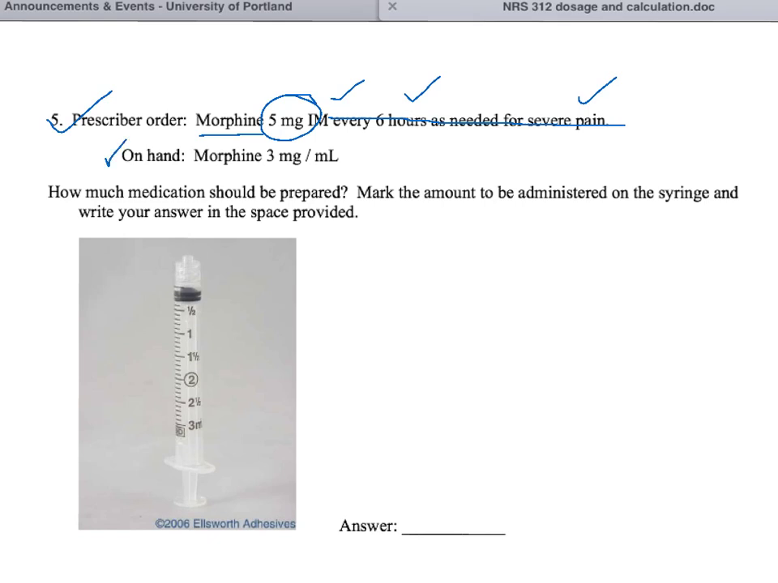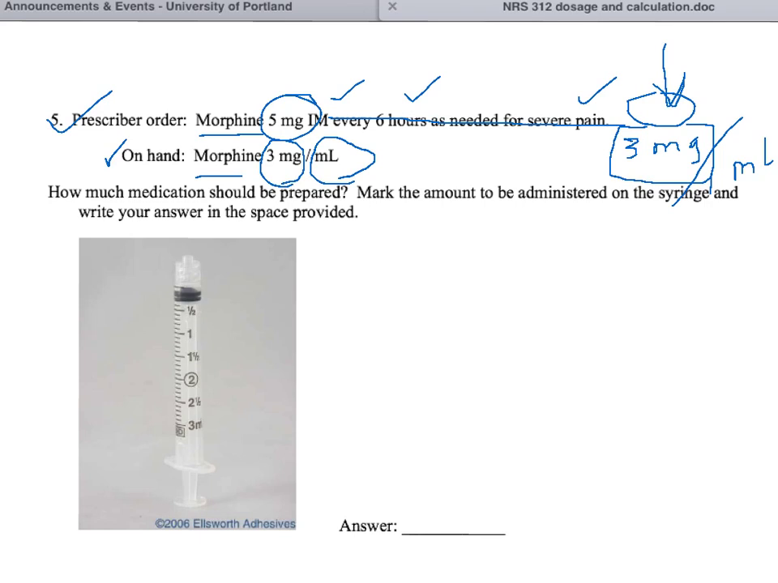What you have on hand in a vial, so we're going to draw a little morphine vial here, and this is full of morphine, and what you have on hand in this vial is 3 milligrams of morphine in 1 milliliter of fluid. That's what it says here. You have morphine, 3 milligrams per 1 milliliter of fluid. So what's been ordered is 5 milligrams, and that's what you need to give. But what you have available in this vial over here is 3 milligrams per mil.